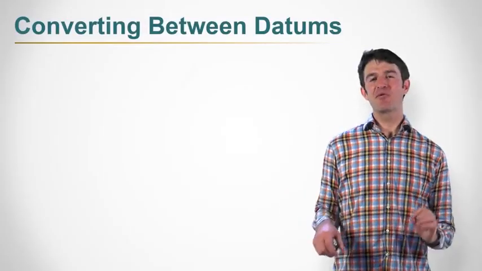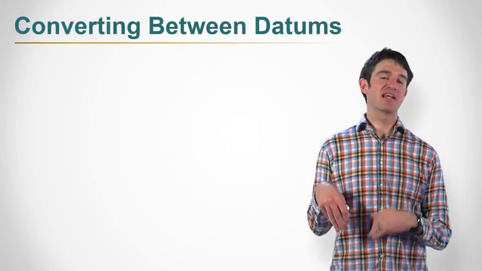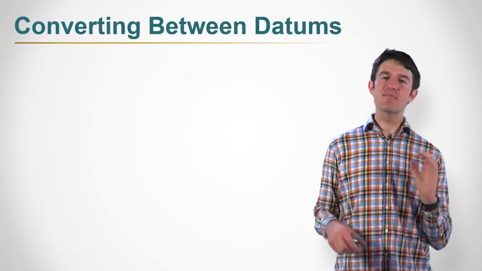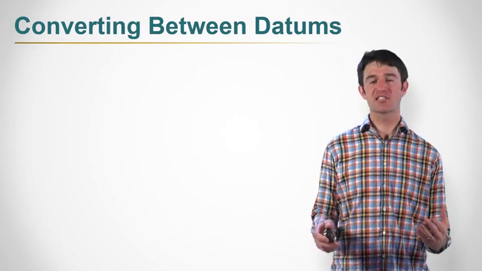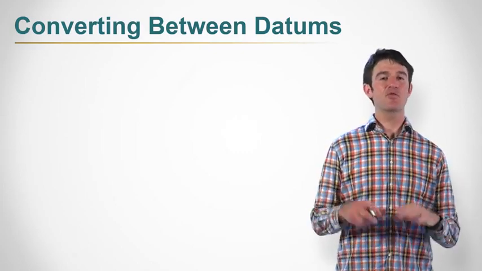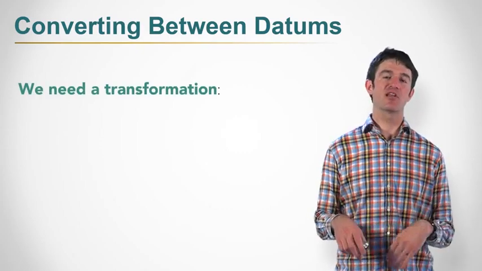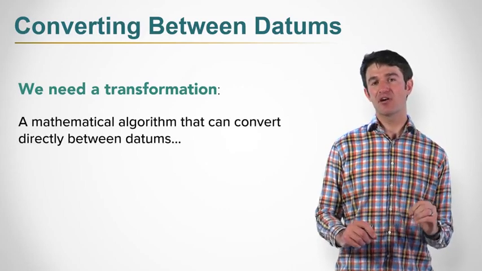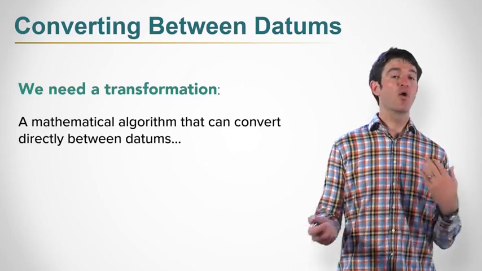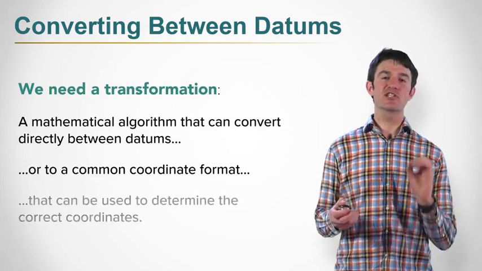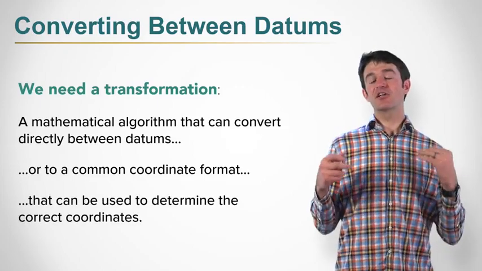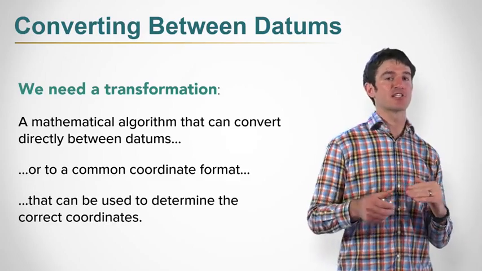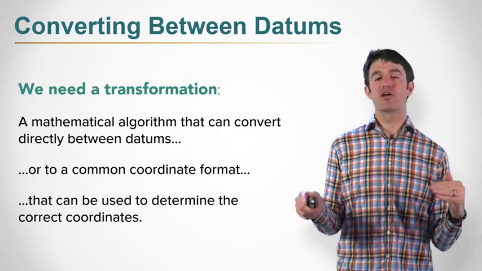I mentioned before that if we want to analyze data that's in one datum with data in another datum, we need to convert between datums on at least one of those data sets. And this is a bigger task than converting between different coordinate systems that reference back to the same datum, because we need a transformation to convert data relying on one datum to use in another datum. A transformation is a mathematical algorithm that can convert directly between datums or to a common coordinate format that can be used to determine the correct coordinates. And in order to do that transformation, we need to back out any projection we might have to the geographic coordinate system and then transform the datum from one to another.